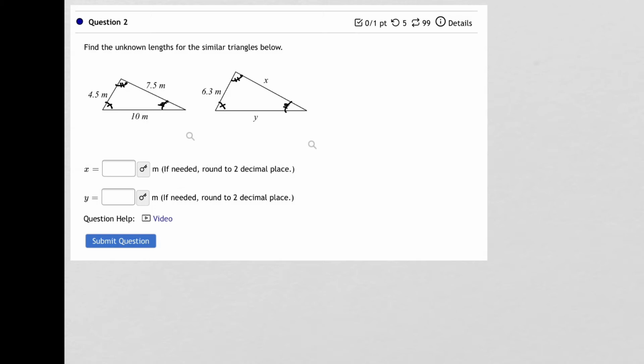Okay, so let's see if we can set up our proportion problem. Actually, it's going to be two proportion problems, one for x and one for y. If I start with x, I want to form a ratio of x with its corresponding side in the other triangle, well, that must be the 7.5, right? So I can write this as x over 7.5 equals, now I have to go back to this triangle with the x in it, and here's a known side, 6.3, over its corresponding side, which is 4.5.